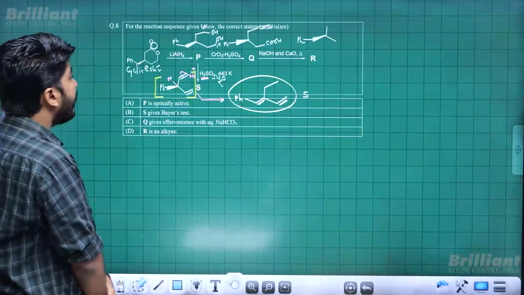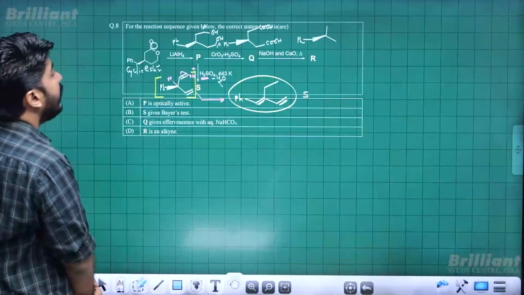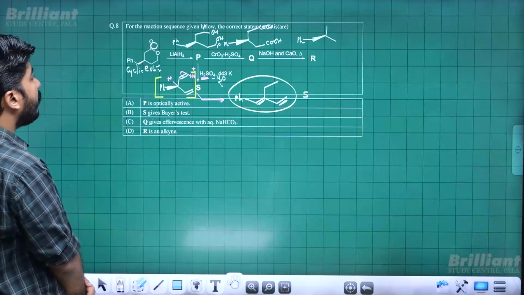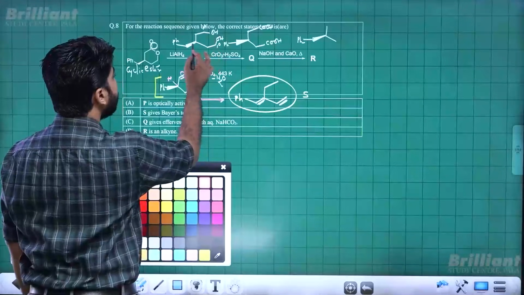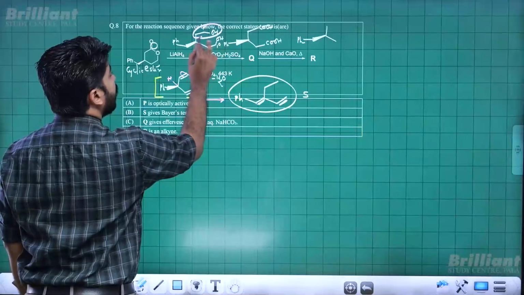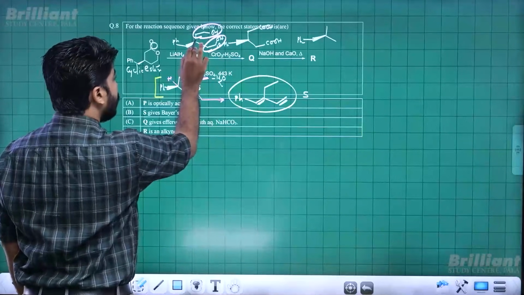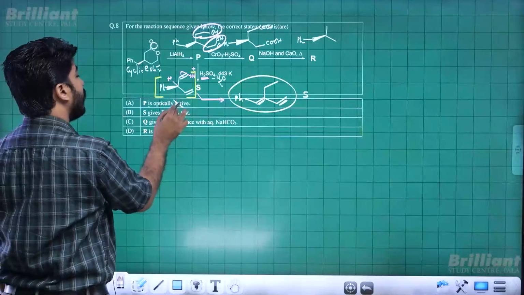So we identified the structures of P, Q, R and S. Now let's identify the correct statements about them. P is optically active is a wrong statement because it is not having any asymmetric carbons. This is not asymmetric, this is also not asymmetric because these two are identical groups. So it is not having any asymmetric carbon atoms, so it's basically optically inactive only.